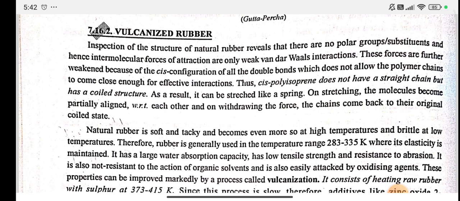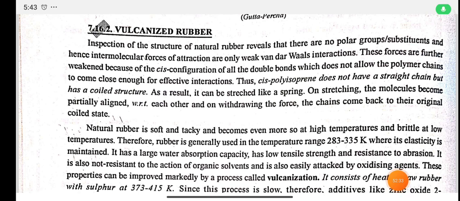Inspection of the structure of natural rubbers. Vulcanized rubber. Inspection of the structure of natural rubber reveals that there are no polar groups or substituents, and hence intermolecular forces of attraction are only weak van der Waals forces. These forces are further weakened because of the cis configuration of all double bonds, which does not allow the polymer chains to come close enough for effective interaction.